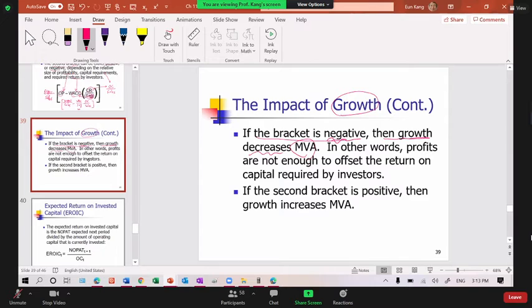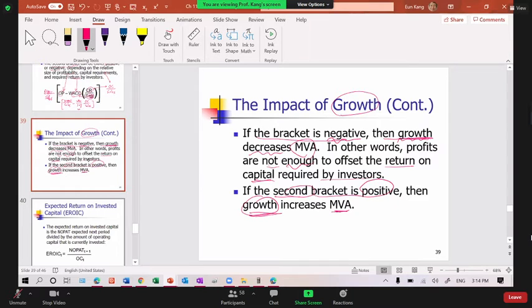So in that case, if G is higher, profits are not enough to offset the return on capital required by investors. But if the second bracket is positive, then you can make MVA higher by higher growth, right? So I'll give you an example for that later, but be careful.